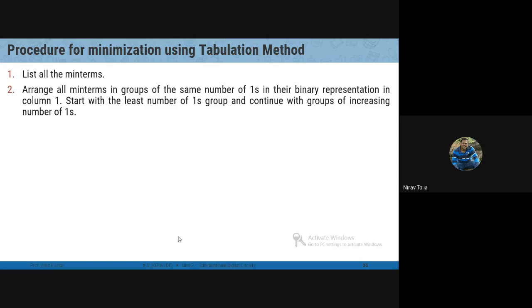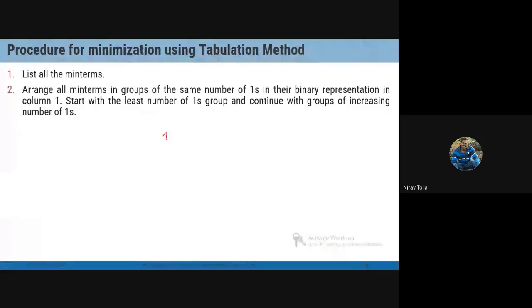After converting those min terms into a 4-bit binary representation, we have to arrange all the min terms in groups. How do we arrange them? In a group we have the min terms which have the same number of ones in their binary representation. Let me give you an example so you can easily understand that.